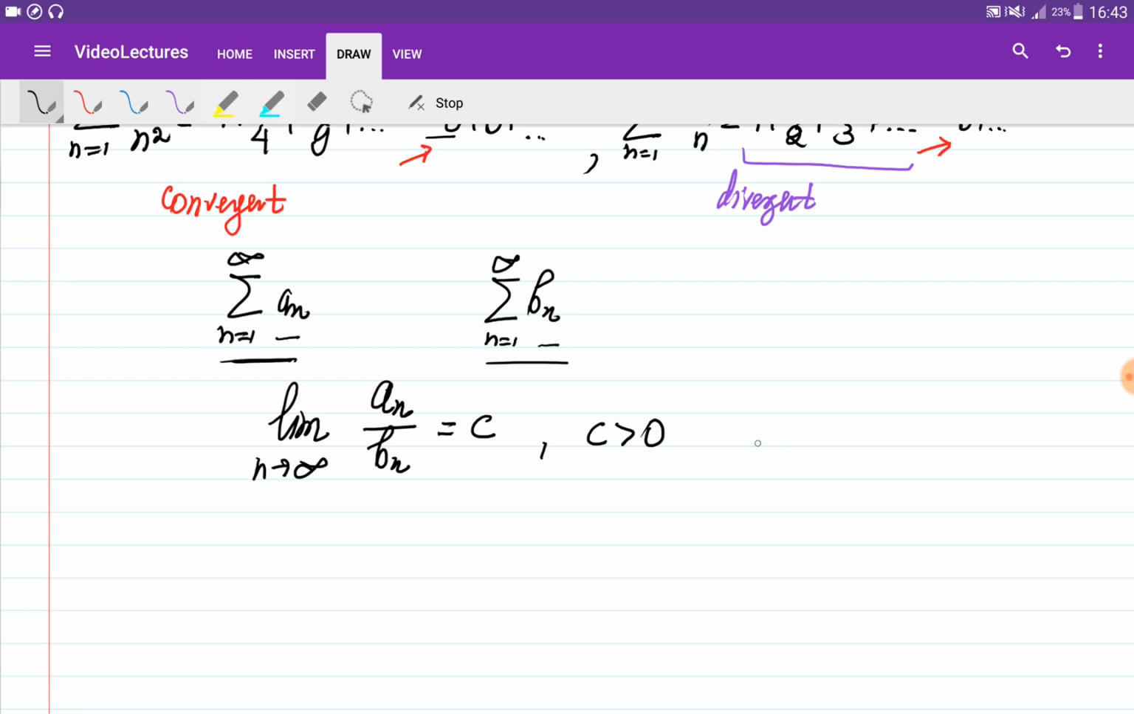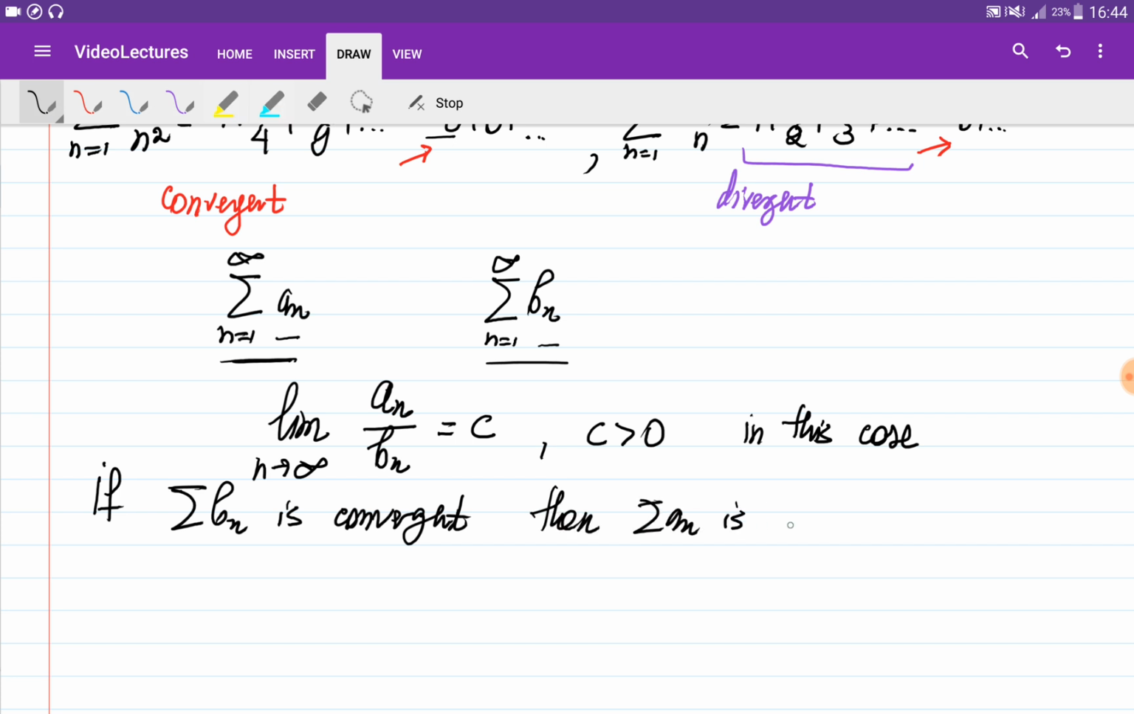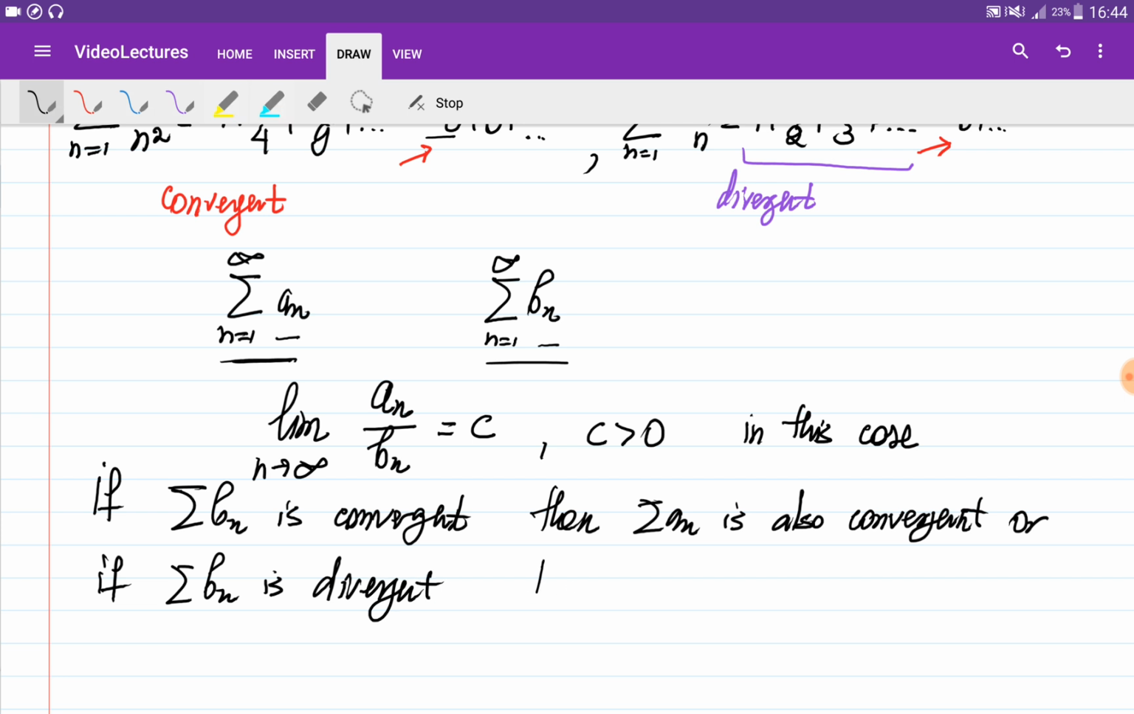Then in this case, if the series bn is convergent, then the series an is also convergent. Or if the series bn is divergent, then the series an is also divergent.